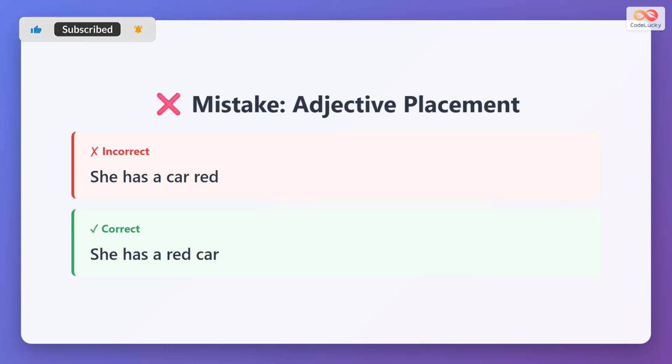The second mistake involves where to place adjectives in a sentence. Adjectives describe nouns, but they must come before the noun, not after. For instance, saying she has a car red is wrong. The correct sentence is she has a red car. Always place the adjective between the article and the noun. This applies to colors, sizes, shapes, and other descriptive words.